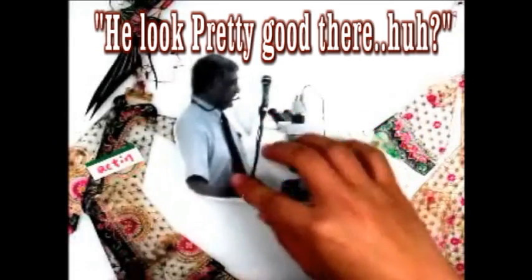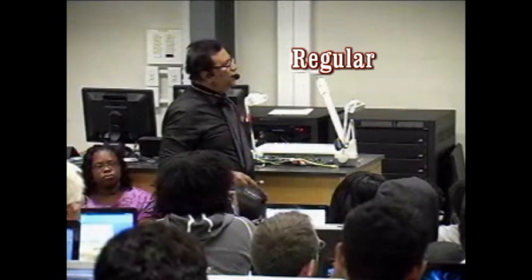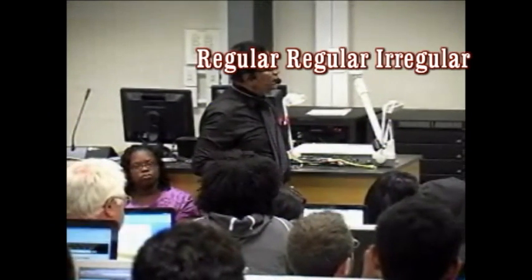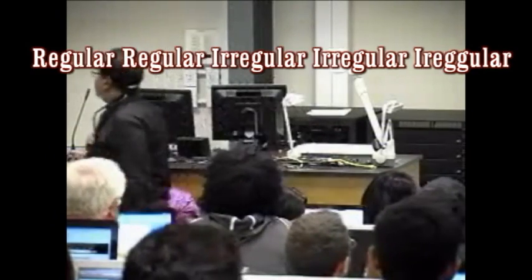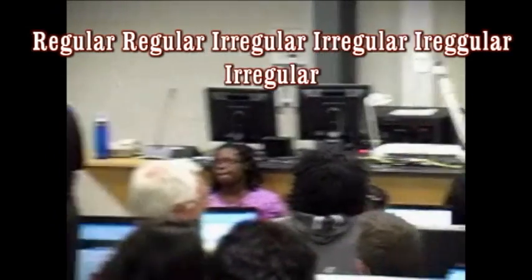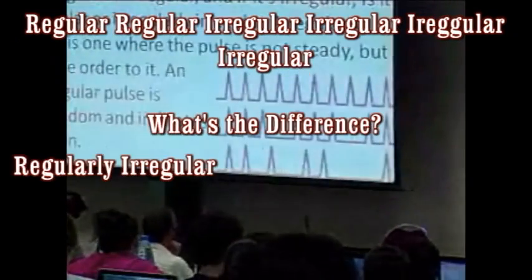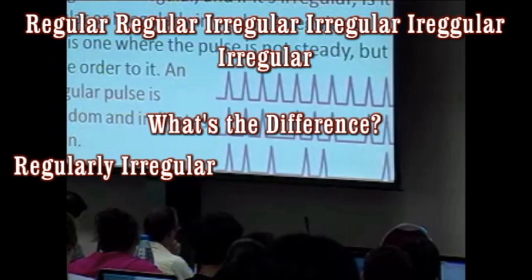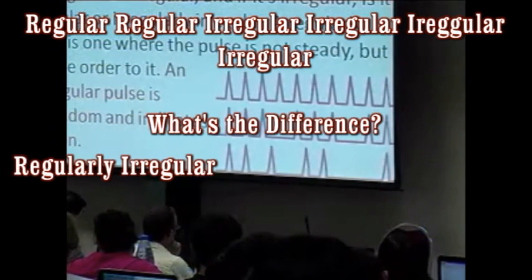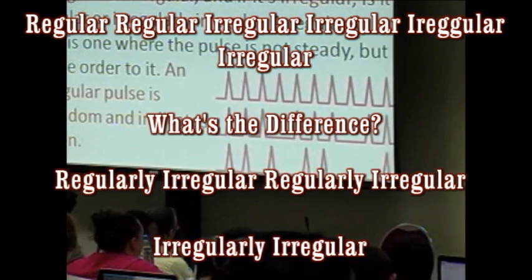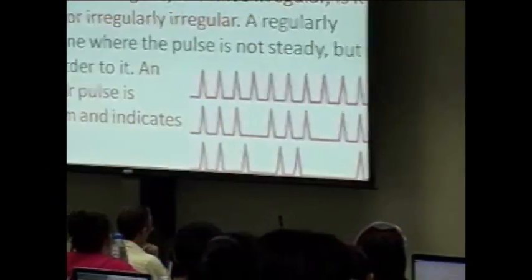So this pulse is regular in rhythm, and this is irregular. What's the difference between these two? This is regularly irregular. After three beats, there is a missing beat. This is regularly irregular, and this is irregularly irregular, and this one takes place in the case of atrial fibrillation.